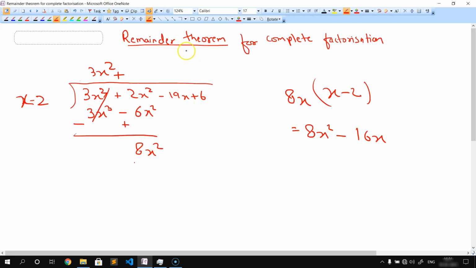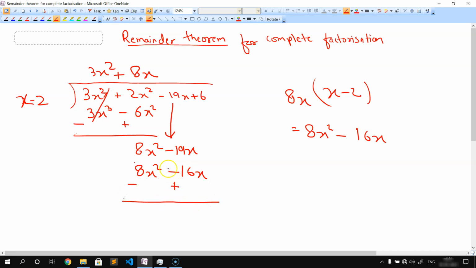So let's put it here. We are multiplying it with 8x, and the next term will also be written down as 19x. It will become 8x square minus 16x. Change the sign. First term will be cancelled out and become 0. Second term will become minus 3x. We will write down the next term, which is plus 6.